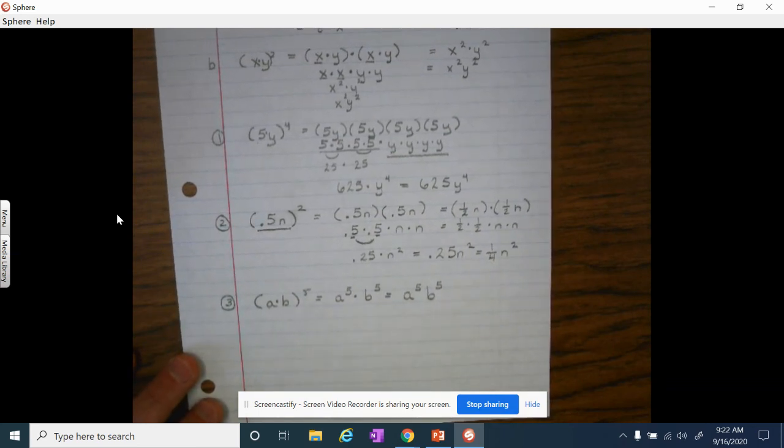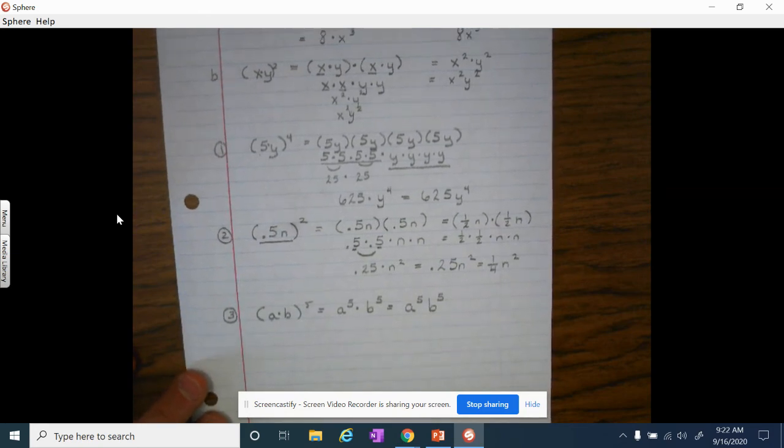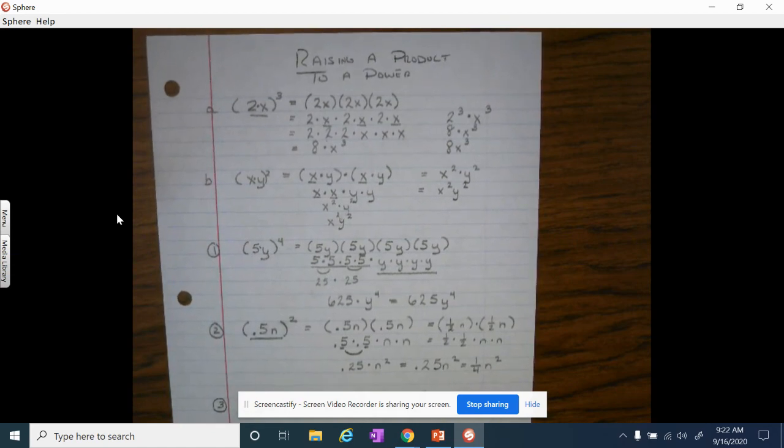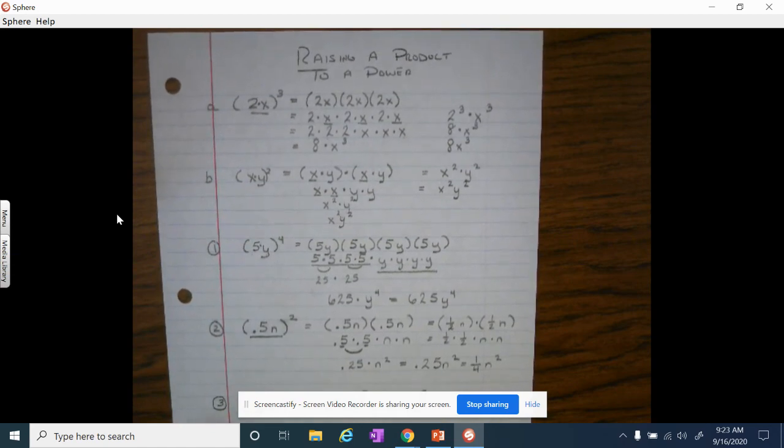So that is your third rule working with section 9.2. It is raising a product to a power. So you have homework tonight on 9.2. It is on Schoology. Hopefully this lesson was a success.